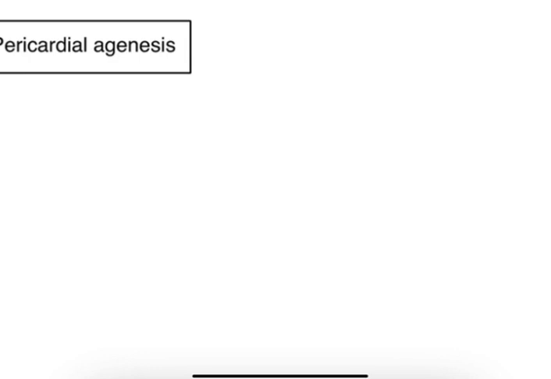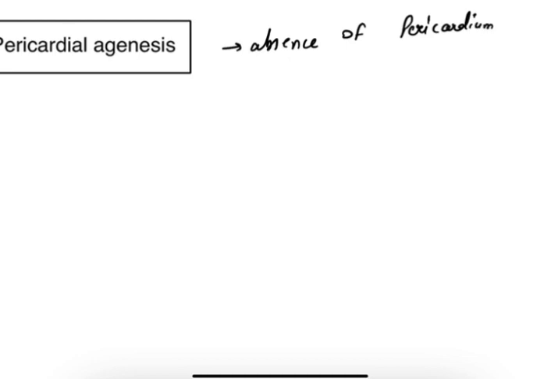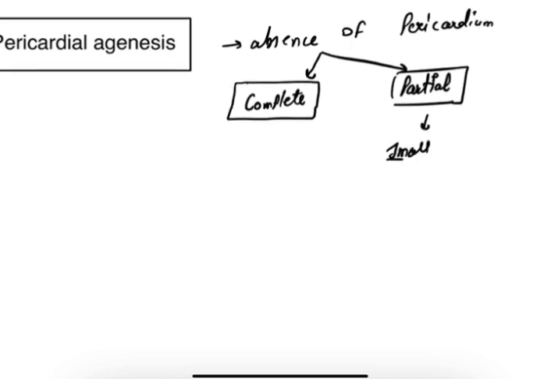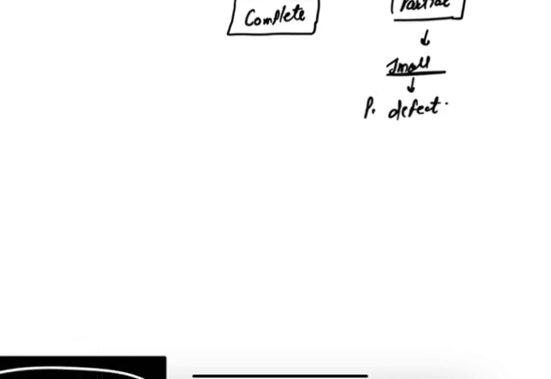So, pericardial agenesis is absence of pericardium. What is it? Absence of pericardium. It can be complete pericardium absence or partial, where only a portion of pericardium is absent. In complete pericardial agenesis, complete pericardium is absent. When only a small portion of pericardium is absent, then it is known as pericardial defect.